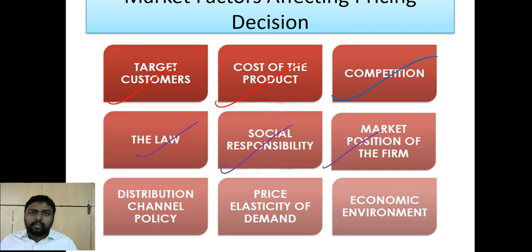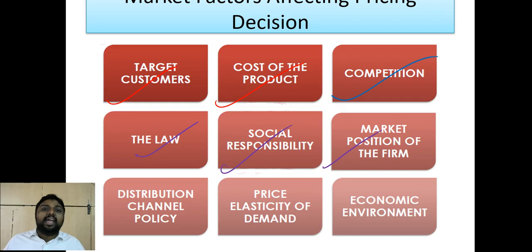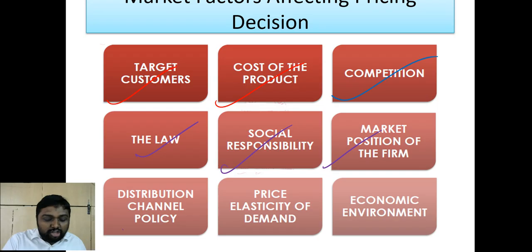Already two established companies are there, which are Airtel, Vodafone, Idea. So how to make a position? Since we are a new entrant, they go with predatory pricing. I would like to call it predatory pricing, though predatory pricing is not advisable as per the law. Distribution channel policy.